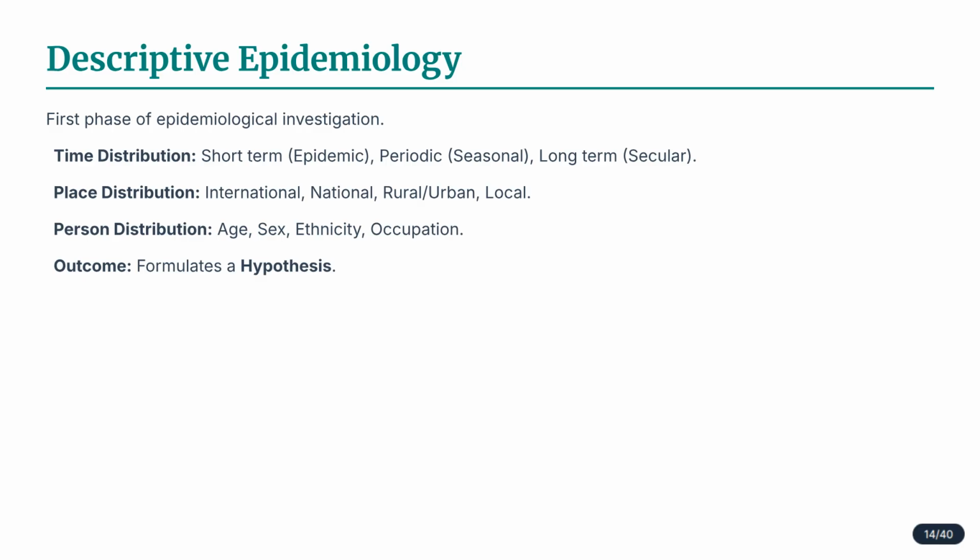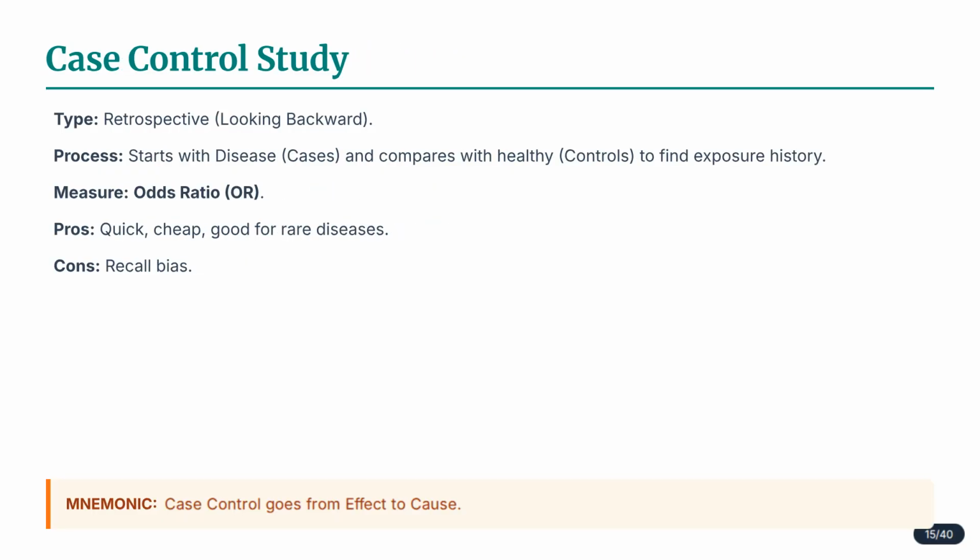Descriptive epidemiology, the first phase of investigation, describes disease distribution by time, place, and person. The outcome of this phase is the formulation of a hypothesis. The case control study is retrospective, starting with diseased cases and healthy controls to find exposure history. It measures the odds ratio and is quick, cheap, and good for rare diseases.